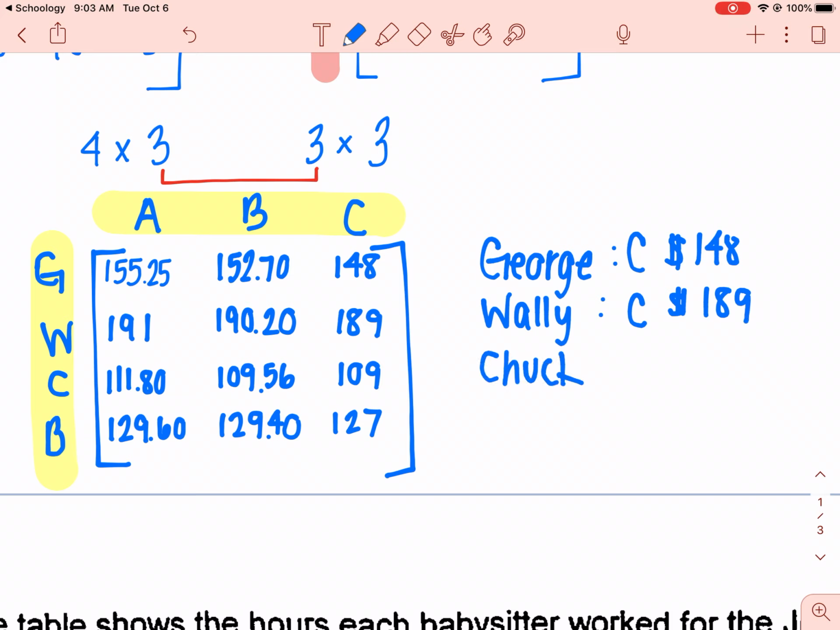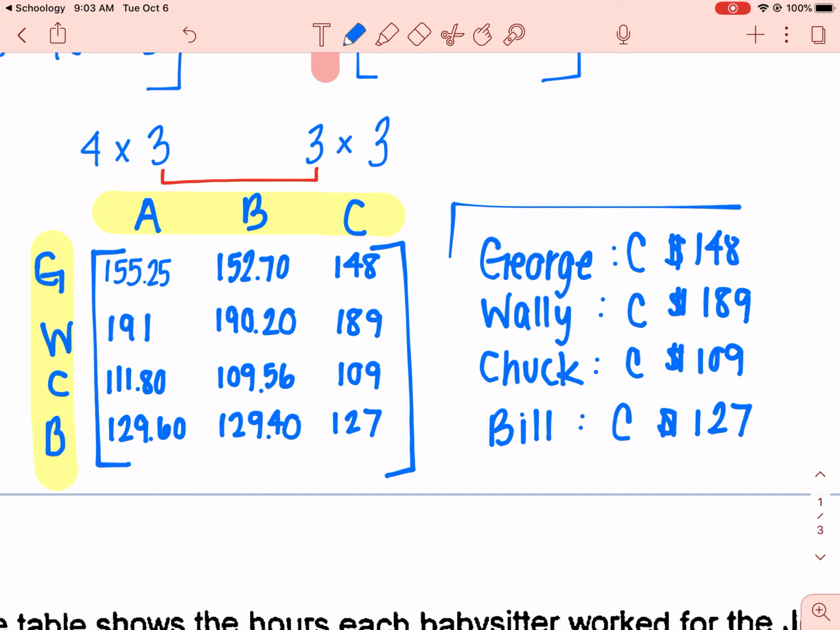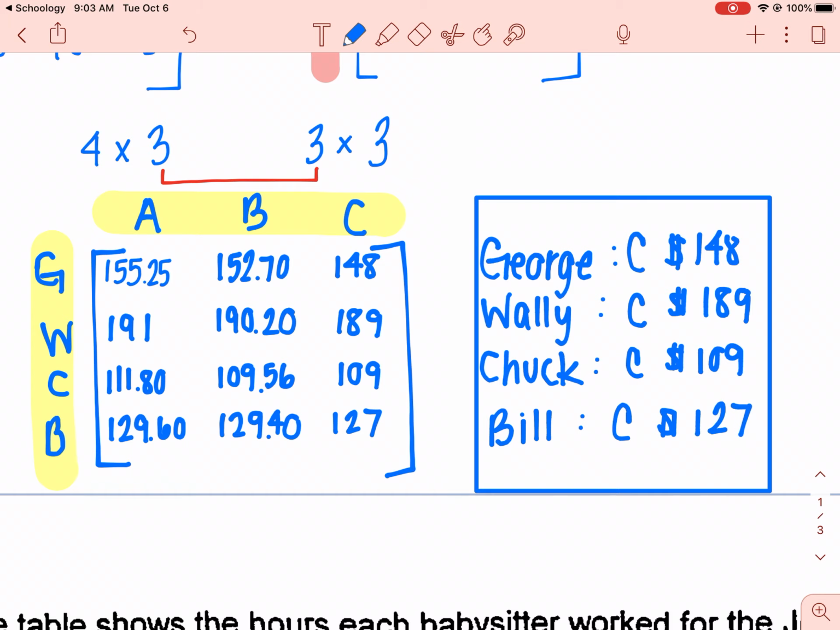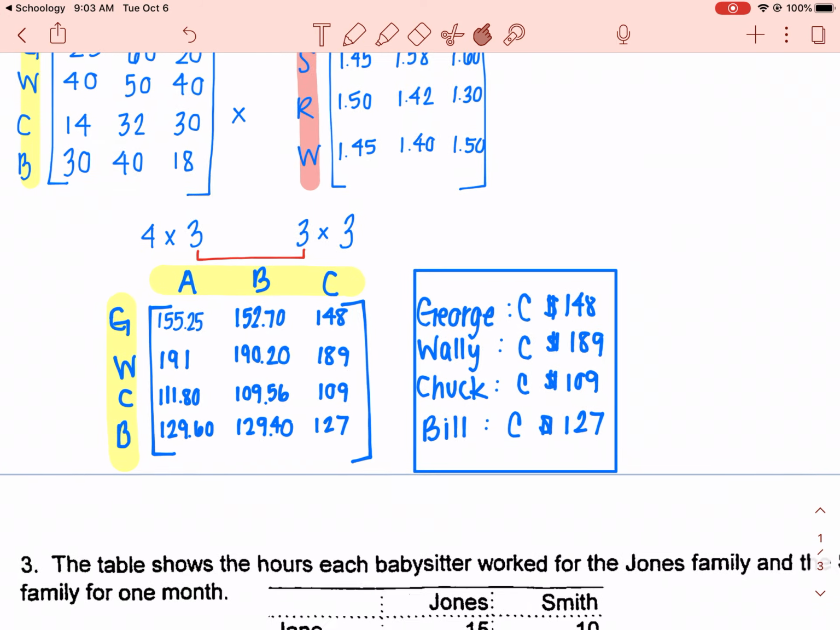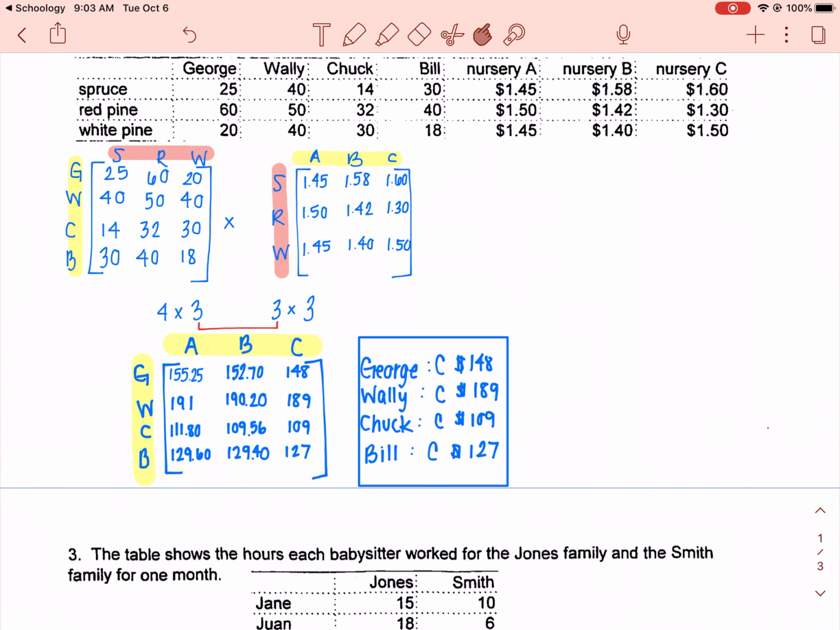Chuck, cheapest, again, would be C for $109. And our last, good old Bill, also nursery C for $127. So just be a little careful if it asks for a question like this, that you show the final answer.